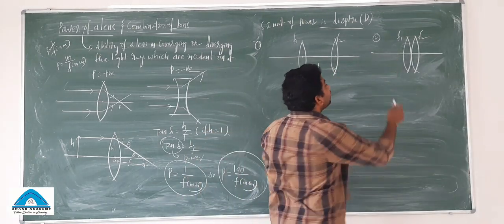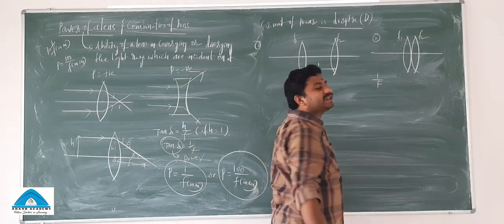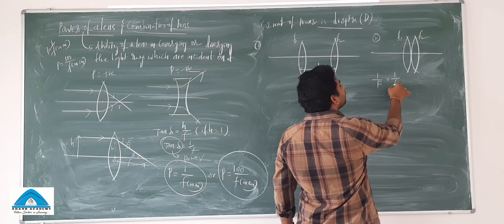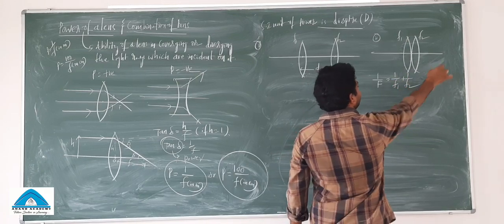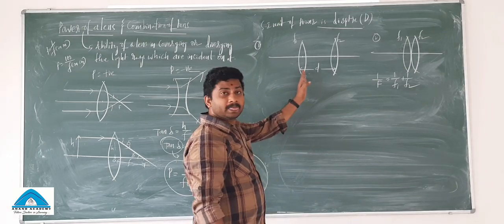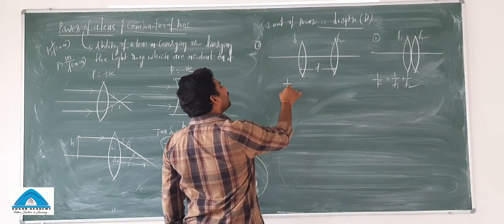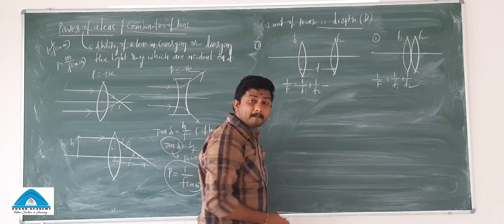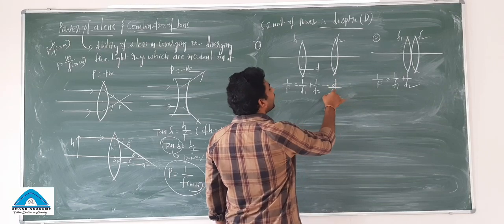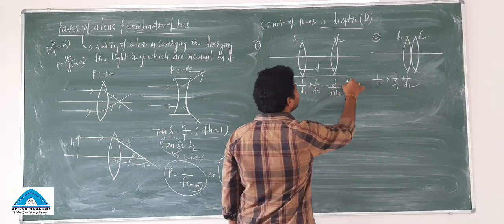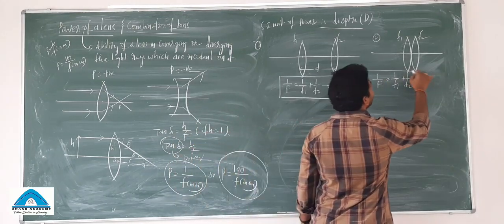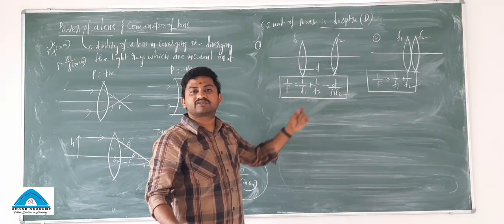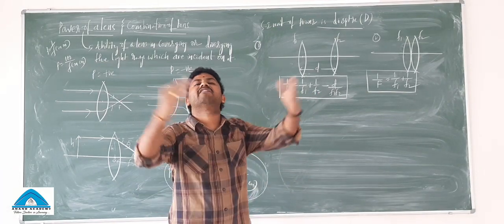So the effective focal length in this case will be 1 by capital F, where capital F is the effective focal length. Here the effective focal length will be 1 by F is equal to 1 by F1 plus 1 by F2 minus d by F1 into F2. So this is the effective focal length here. An interesting thing, we have got it from the concept of power of a lens.